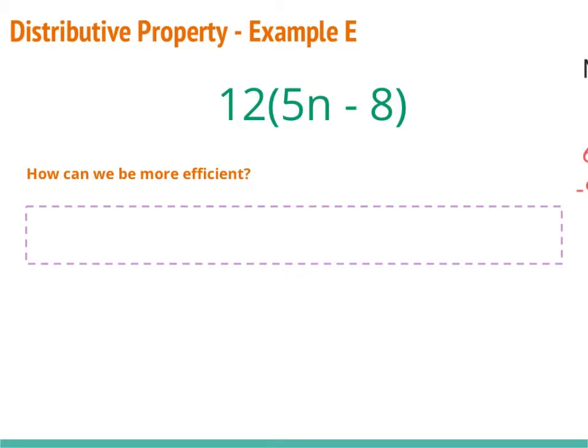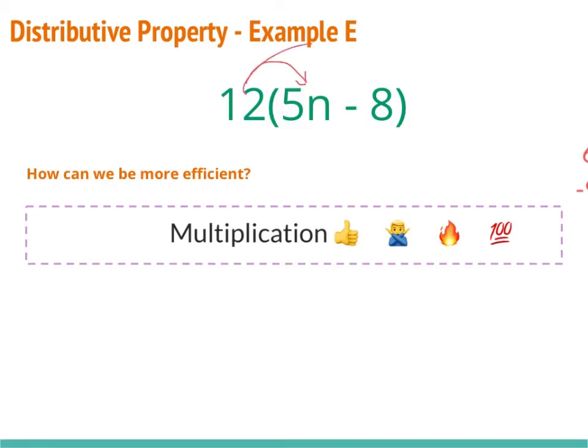And that more efficient way to do it is multiplication. So multiplication is the way that's going to be much more efficient. So I'm going to be just multiplying my 12 to the number inside the parentheses. So I'm going to do 12 times 5n and 12 times negative 8. And when I do that, 12 times 5 is going to give me 60n, and 12 times negative 8 is going to give me negative 96.